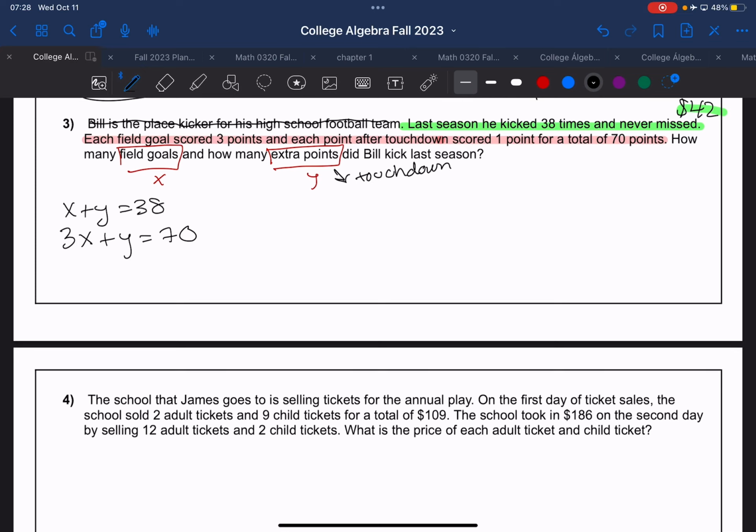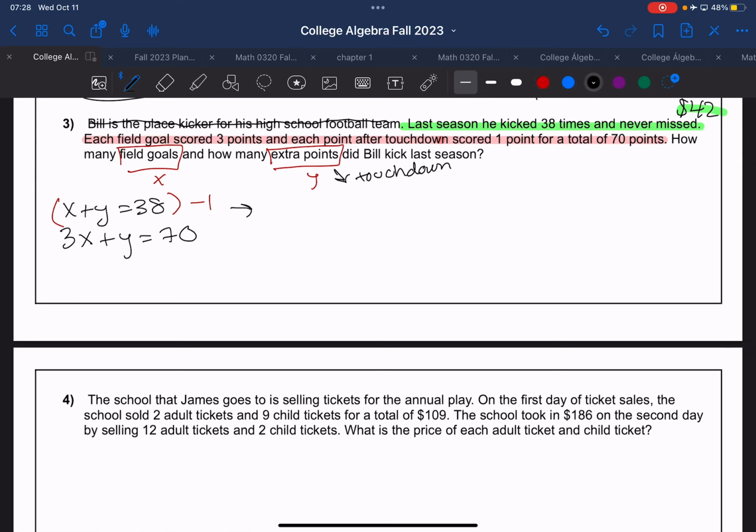Okay. So which method do you want to use, substitution or elimination? Elimination? Okay, so if we're using elimination, which one do you want to get rid of, X or Y? Y. Y, and how would we get rid of Y? Multiply by -1. Good, we can multiply this top equation by -1.